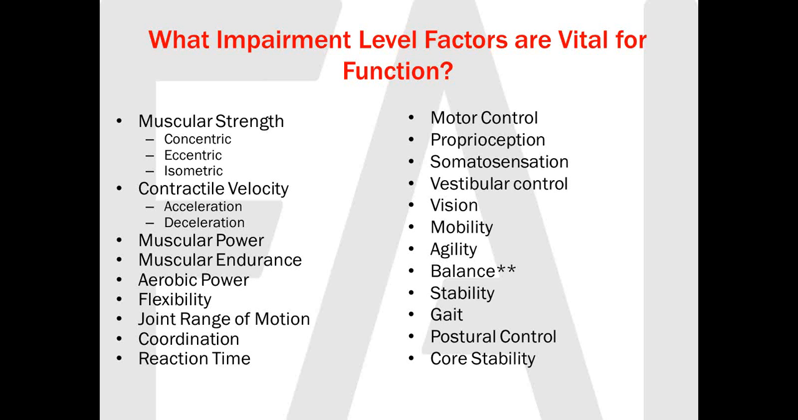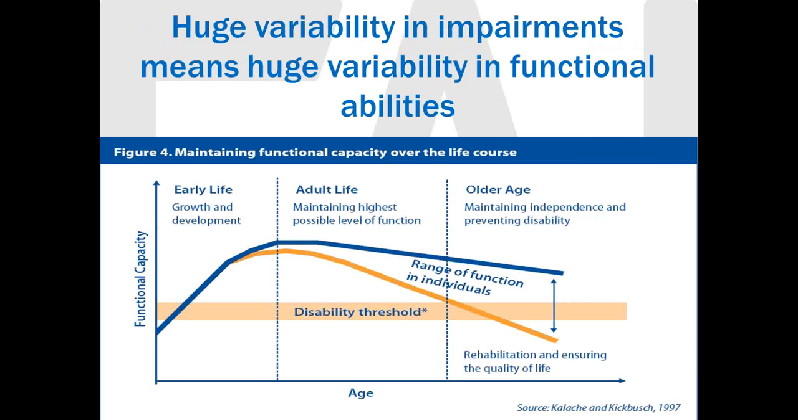It's difficult to think about juggling all of these in a program and then also progressing all of them appropriately. But that's okay. It's okay that it's difficult, because it's worth it. And we see that when you focus on this kind of panorama of functional factors and you really address them appropriately, then function really goes up. Okay, and so we've got this huge variability in function as people get older, because people have a huge variability in their impairment level factors, right?